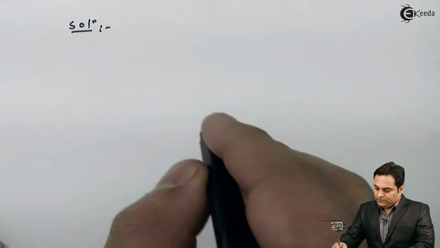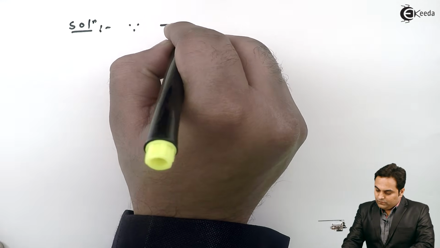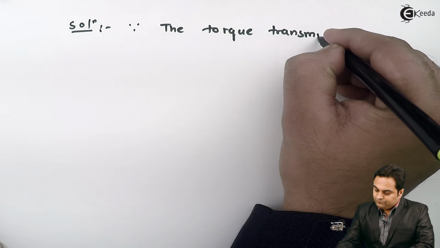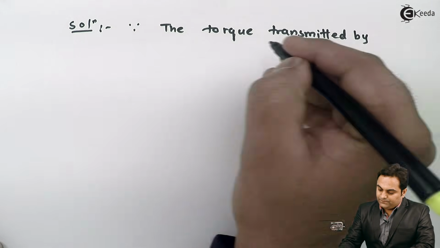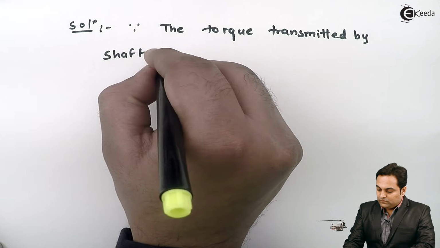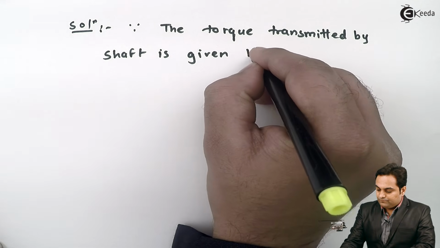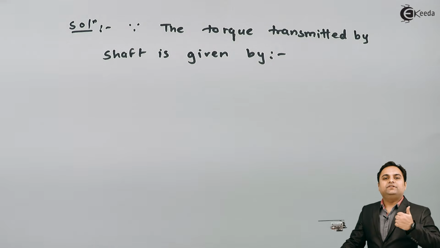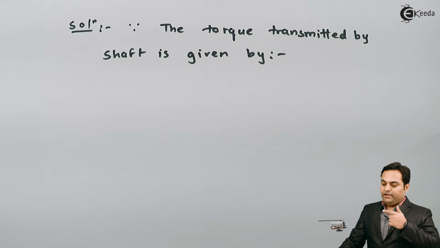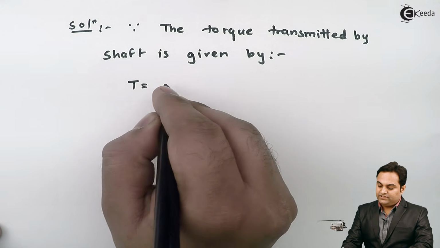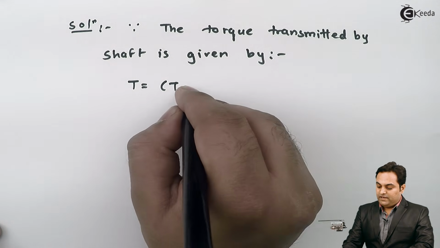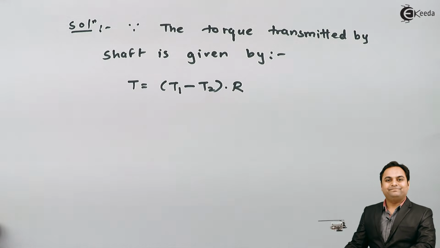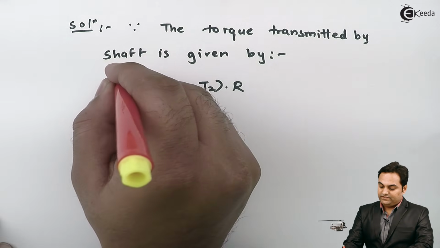I'll say that since the torque transmitted by shaft is given by, now whenever we have belts in the problem, that is belt tensions, tension in tight side and tension in slack side, in that case the torque formula is T is equal to tension in tight side minus tension in slack side multiplied by the radius of pulley. This is the formula.